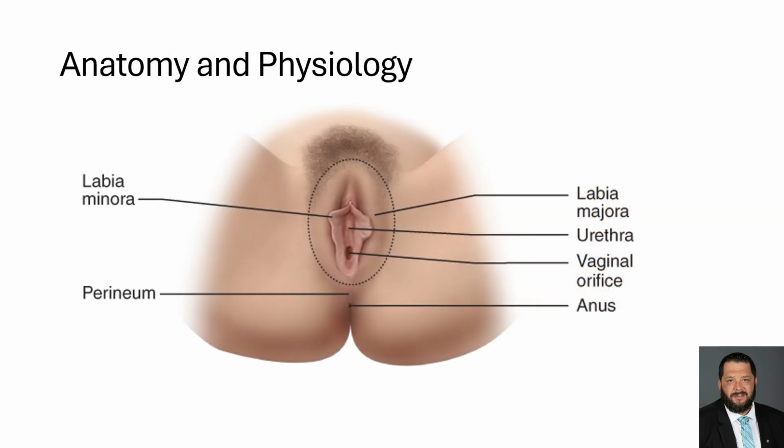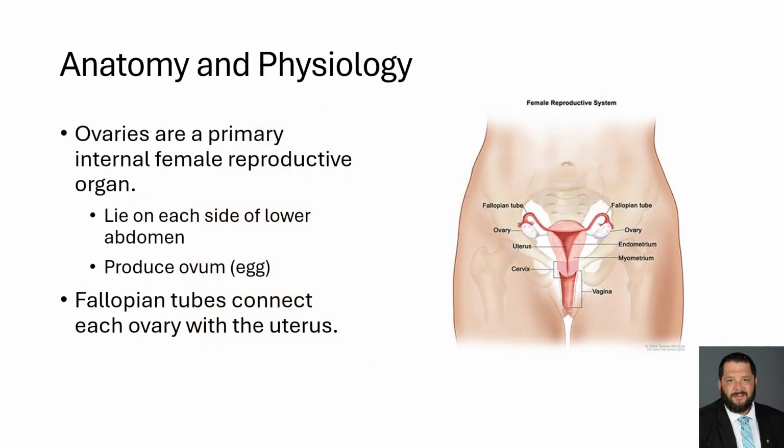The female reproductive system, the external components are made up of the labia minora, the labia majora, the urethra, the vaginal orifice, the anus, and the perineum. The internal female reproductive organs consist primarily of the ovaries, the uterus, the cervix, and the vaginal opening.